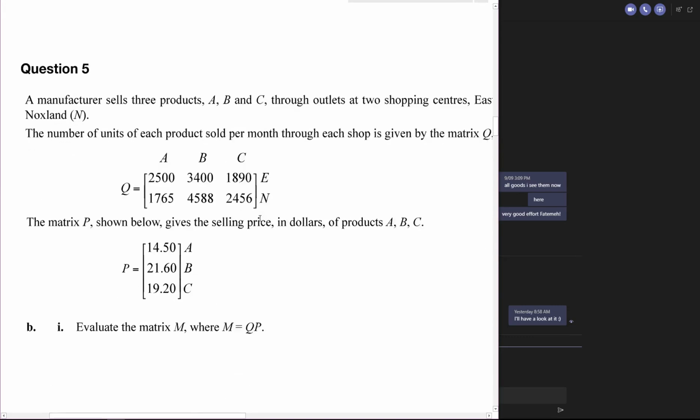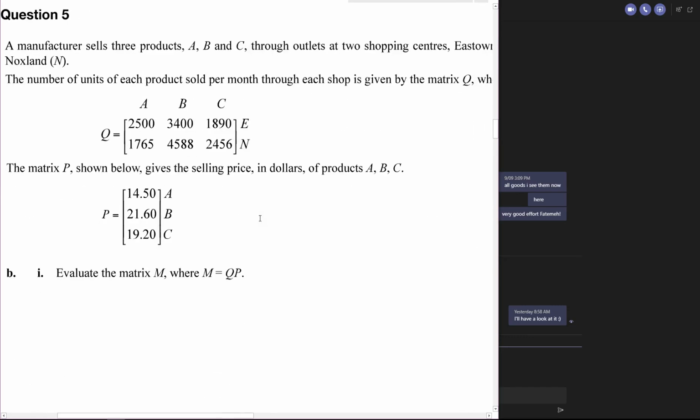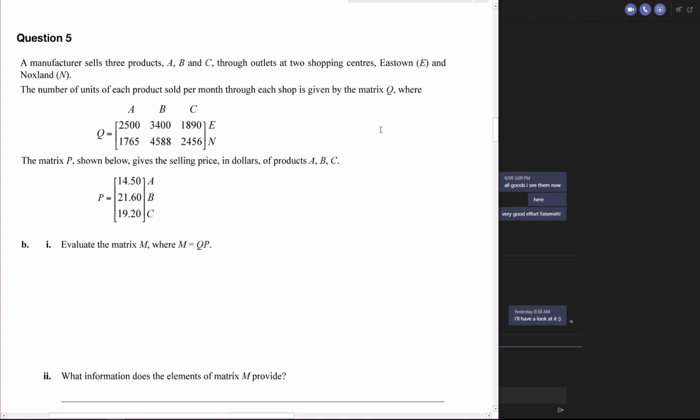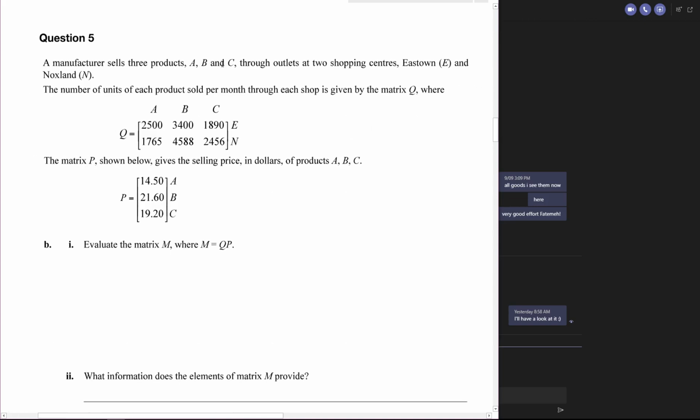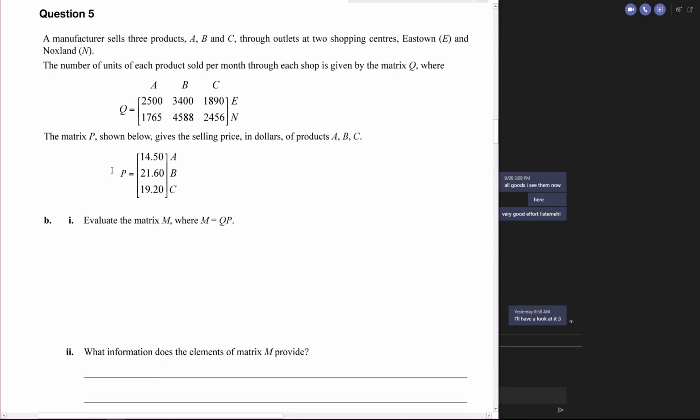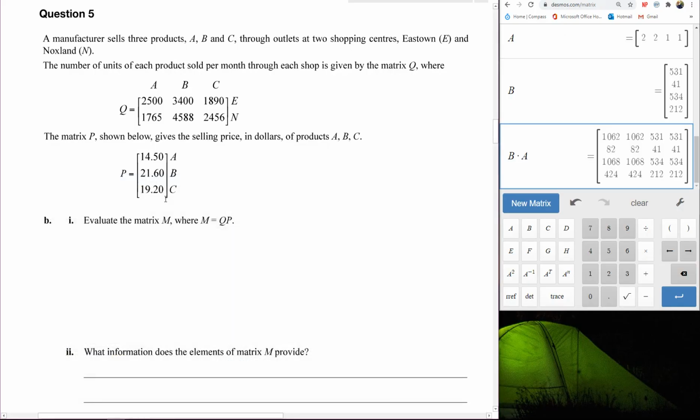Question 5. A manufacturer sells 3 products, A, B, and C, through the outlets of 2 shopping centers, Easttown and Knoxland. The number of units is given in this matrix. So A, B, and C is the number of items sold: A has this many items, B has this many, C has this many. The rows represent the area that they were sold in. Matrix P gives the selling price in dollars for products A, B, and C. Each A item will cost $14.50, each B item $21.60, and each C $19.20.